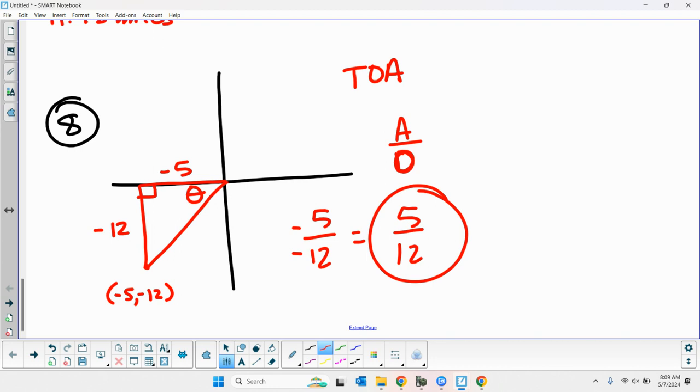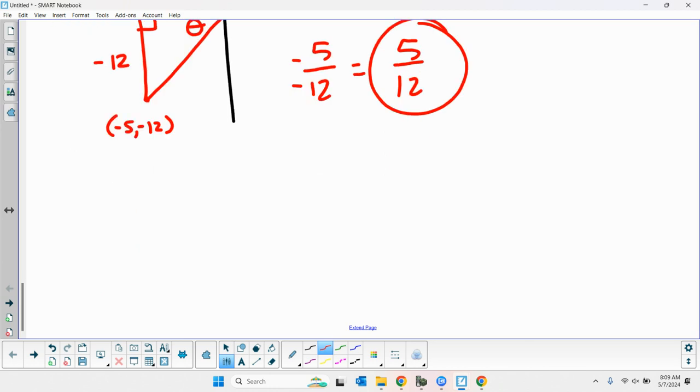So, again, just draw a picture of a triangle after you figure out where the point is. Remember, your X and your Y are negative, so sometimes these answers are negative. That's okay, according to our picture. This one was positive because we had two negatives.